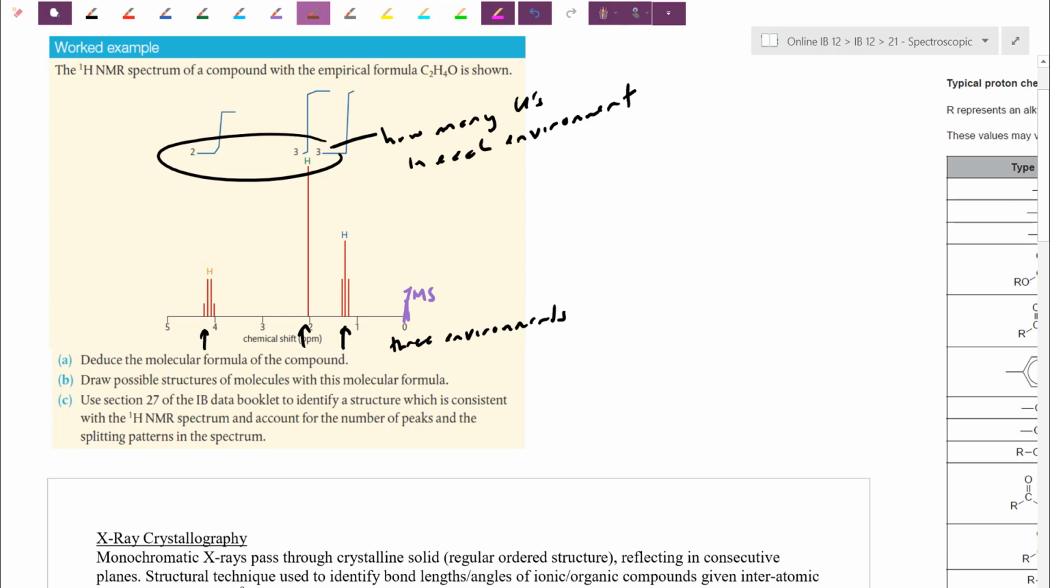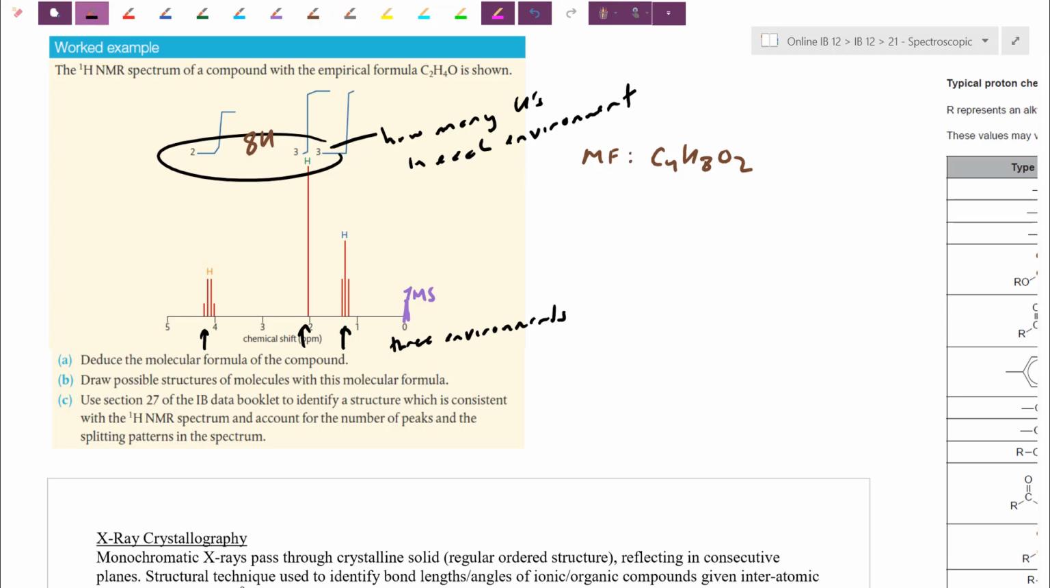So first thing here says, see if you can determine the molecular formula of this compound here. You'll notice in total I actually have 8 H's, but my empirical formula only has 4. That tells you right away my molecular formula has to actually be twice of this, C4H8O2. Right, that's the only way for me to have 8 in total. So A was fairly simple. Draw some possible structures with this molecular formula.